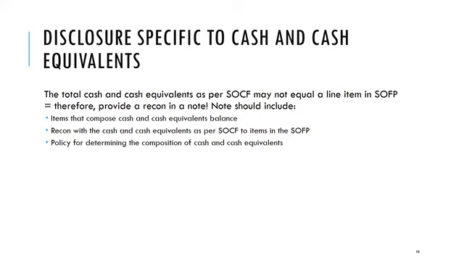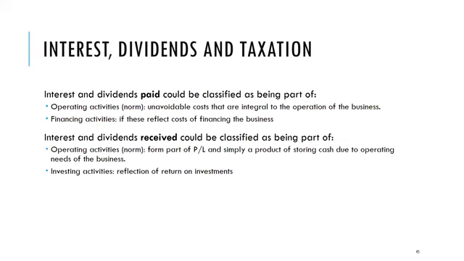You'll also have to provide some form of accounting policy to say, well, what do you use? What are your criteria for either including or excluding something as part of cash and cash equivalents? And that would be along the lines of your accounting standard for the statement of cash flows. Looking at interest, dividends, and tax, your interest and dividends paid could be classified as being part of operating or financing. So that's quite interesting.